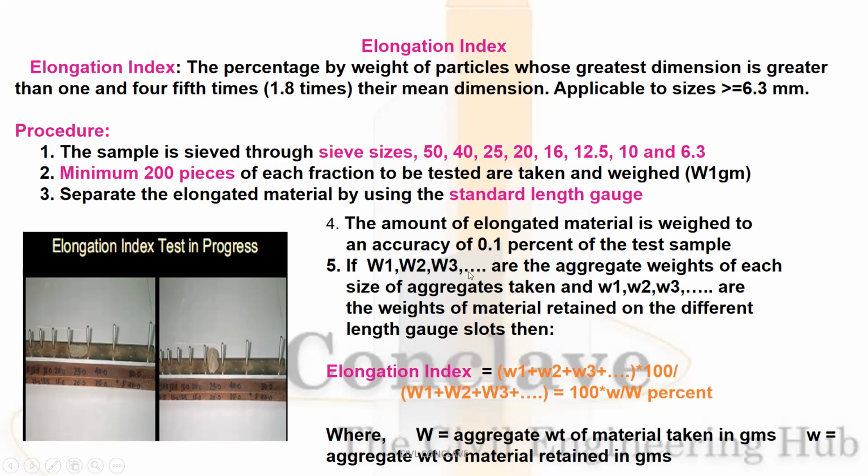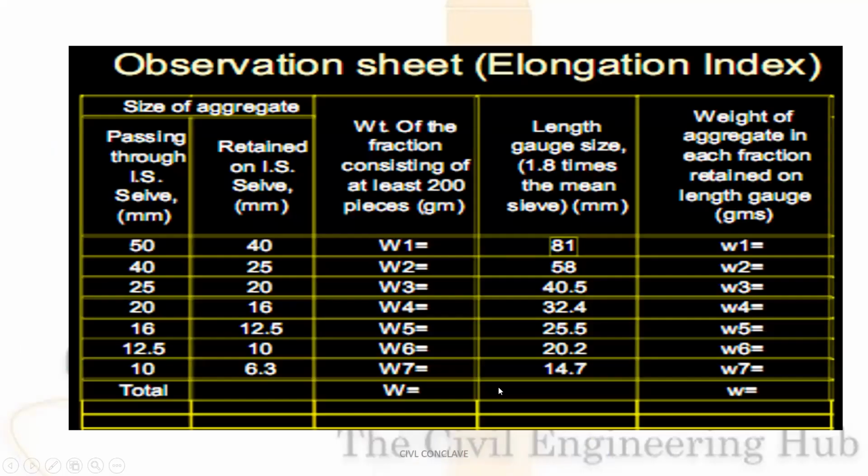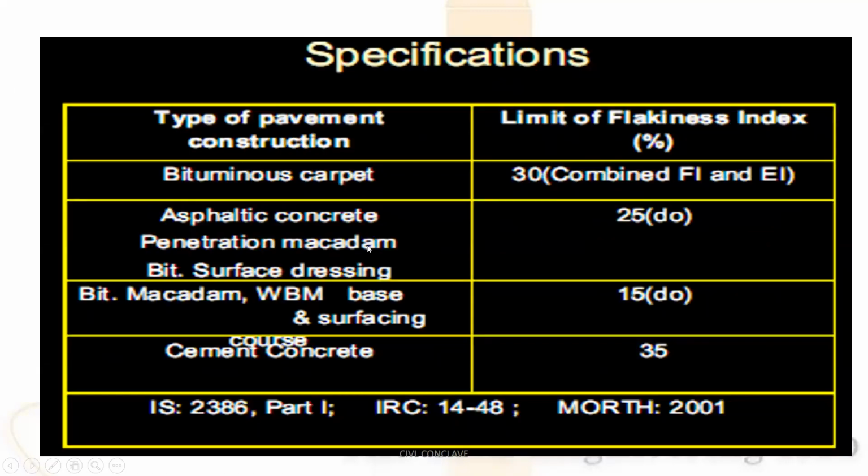If W1, W2 are the weights of the aggregates, the elongation index will be small w1 plus w2 plus w3 and so on, the whole multiplied by 100, divided by capital W, which is equal to 100 small w divided by big W, in percentage. See, this is the methodology of creating the observation table for the elongation index.